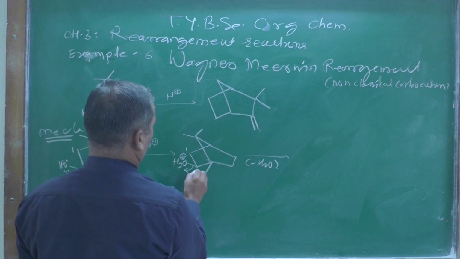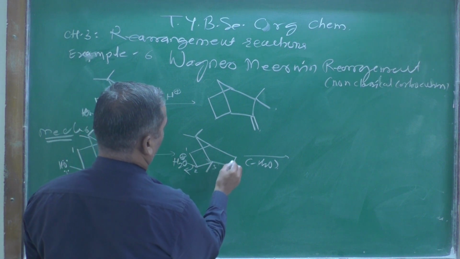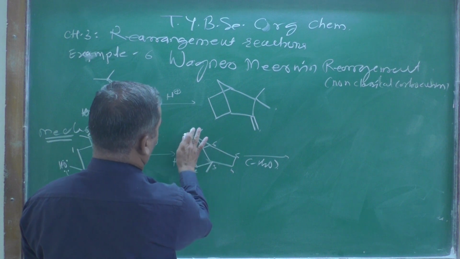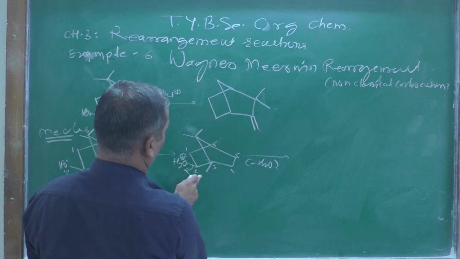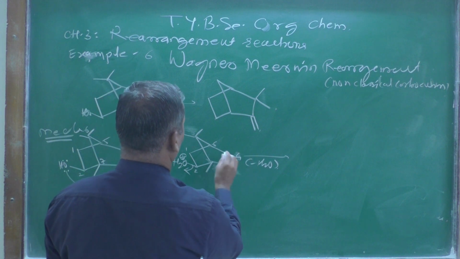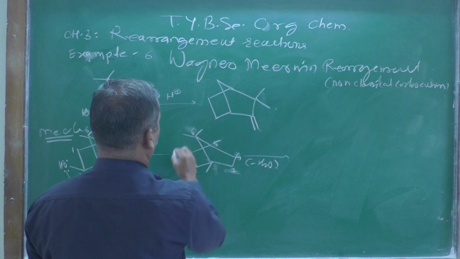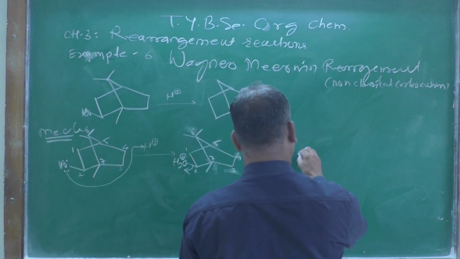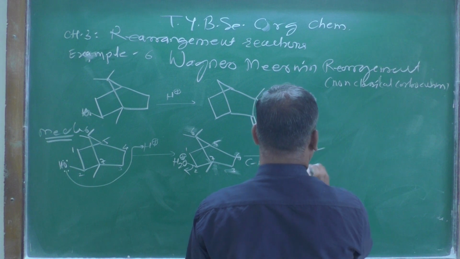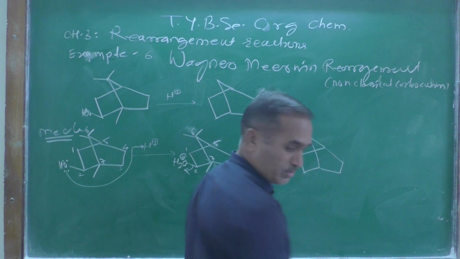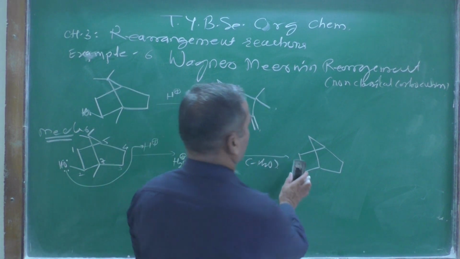So here again 1, 2, 3, 4, 5, 6, sorry, something is missed. 1, 2, then here 3, 4, 5, 6 and 7. Remember this one. And now when the transition state is formed over there, remember this one. So now let me show the transition state.